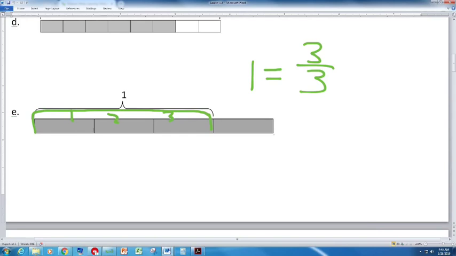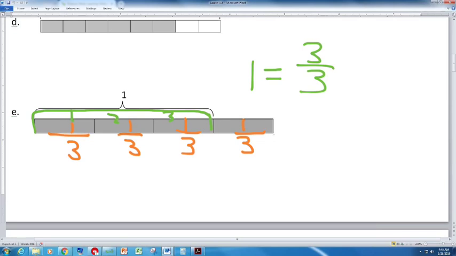So each one of those boxes is worth 1 box out of a total of 3. So each one of these boxes is worth 1/3. Including this box on the outside, which is the same size. It's only worth 1/3. Okay?